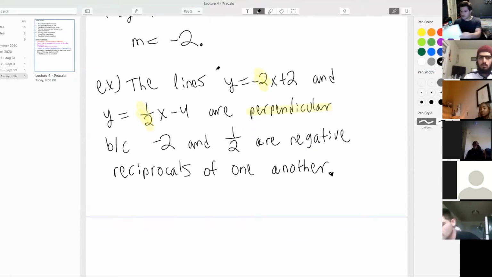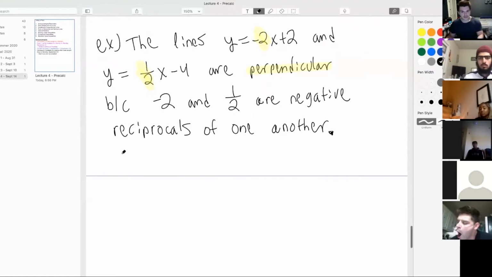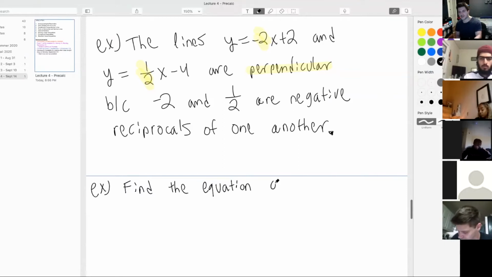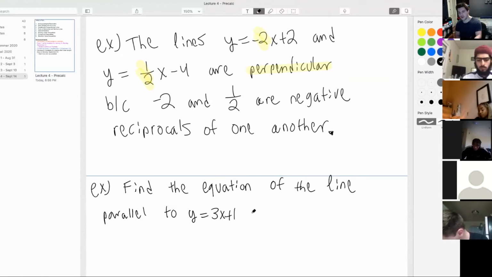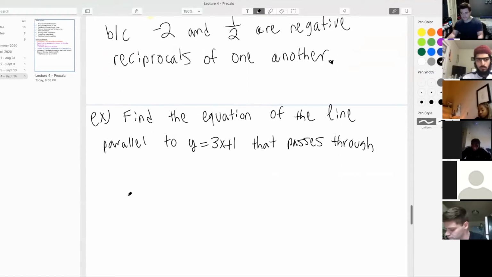All right, so let's do a computational example. Let's find the equation of the line parallel to y equals 3x plus 1 that passes through the point (1, 7).